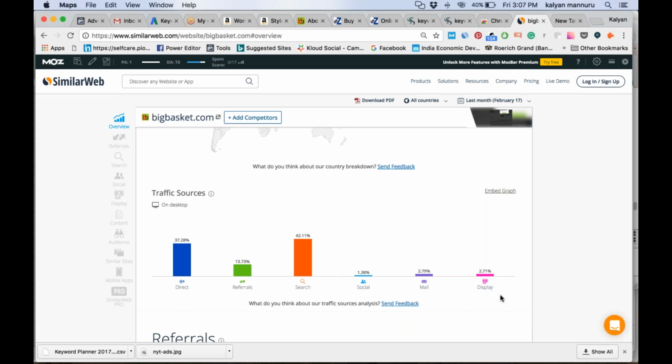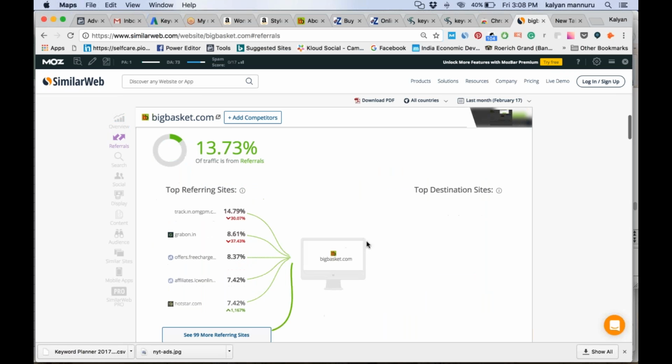So how does this data help you as a competitor? These data will help you to plan your strategy accordingly. It may happen that you understand his social media traffic is less, so you can concentrate more on that. If you understand his referral traffic is less, you can understand from where he is getting the traffic, and you can also follow the same process. So that is how you can utilize the data.